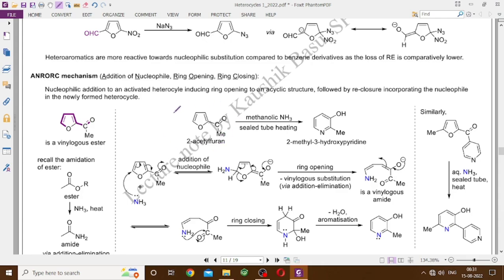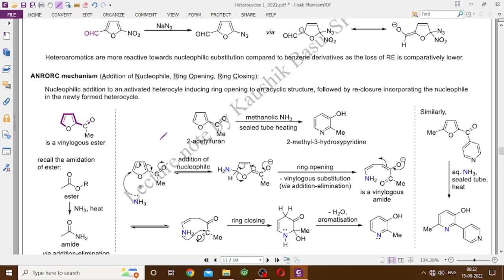A typical example is the reaction of 2-acetyl furan in methanolic ammonia when the reaction is done in a sealed tube under high pressure and high temperature. The product of this reaction is 2-methyl 3-hydroxypyridine. Therefore, a considerable change has happened. The 5-membered ring has been expanded into a 6-membered ring, and from an oxoheterocycle we now have an azaheterocycle. From furan we have pyridine. How does it happen?